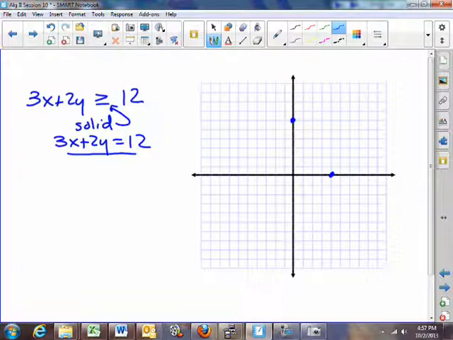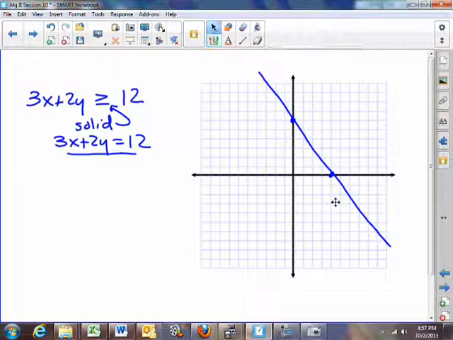So the line is actually going to be right here. Now, I've drawn this line as solid because, and I said that already, we have the "or equal to" included. Now, the last thing we need to do is decide which side of this line is actually represented by the inequality 3x plus 2y is greater than or equal to 12.